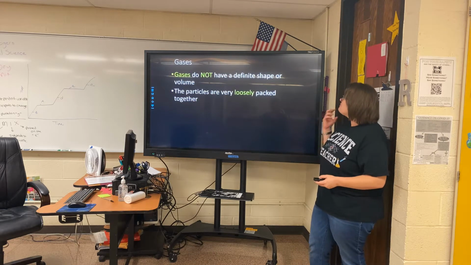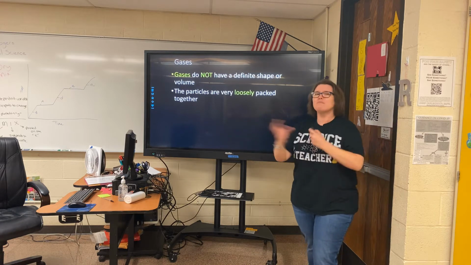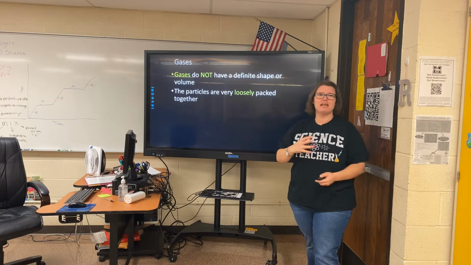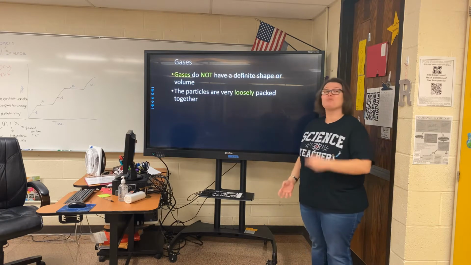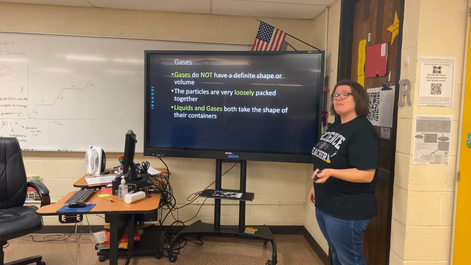The particles are very loosely packed together. Because they're so incredibly loosely packed together, they have more room for energy and they move more. That means that they're hitting the sides of their container constantly. More energy means more movement. Liquids and gases both take up the shape of their container.